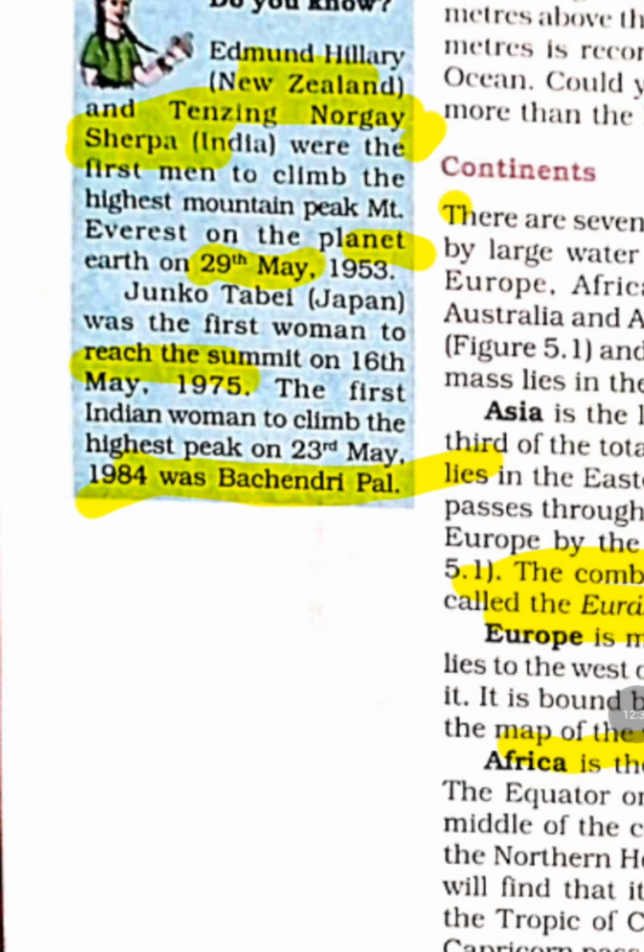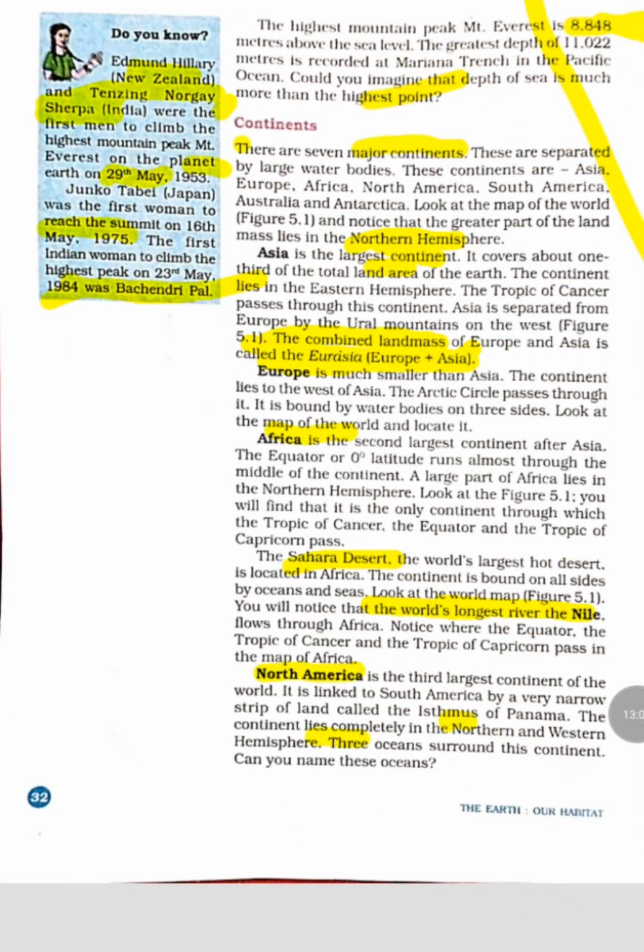You may remember this by: in 1985 came the government of Rajiv Gandhi, and in 1984 was the end of Indira Gandhi. On 31st October she was assassinated by her soldier. And in which year did Bachendri Pal, on 23rd May, climb the highest peak?